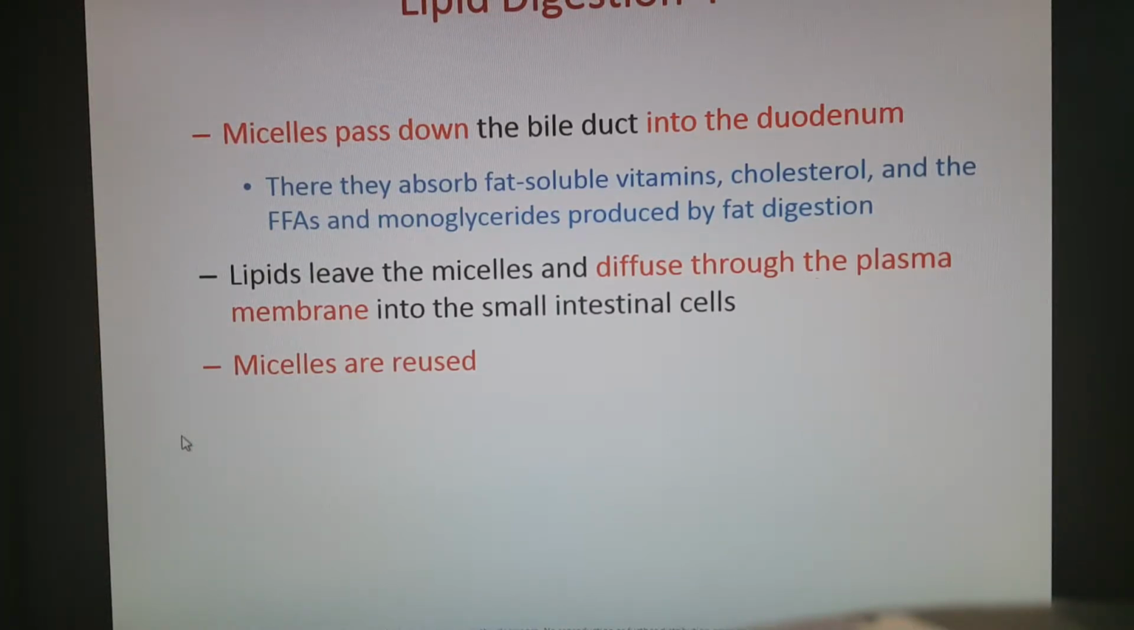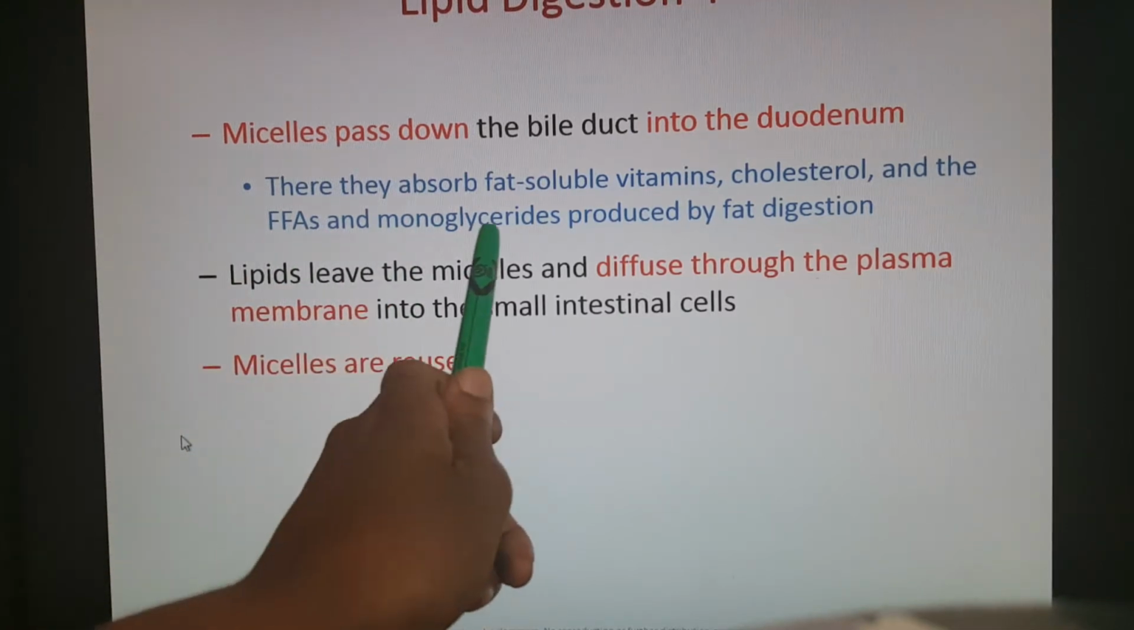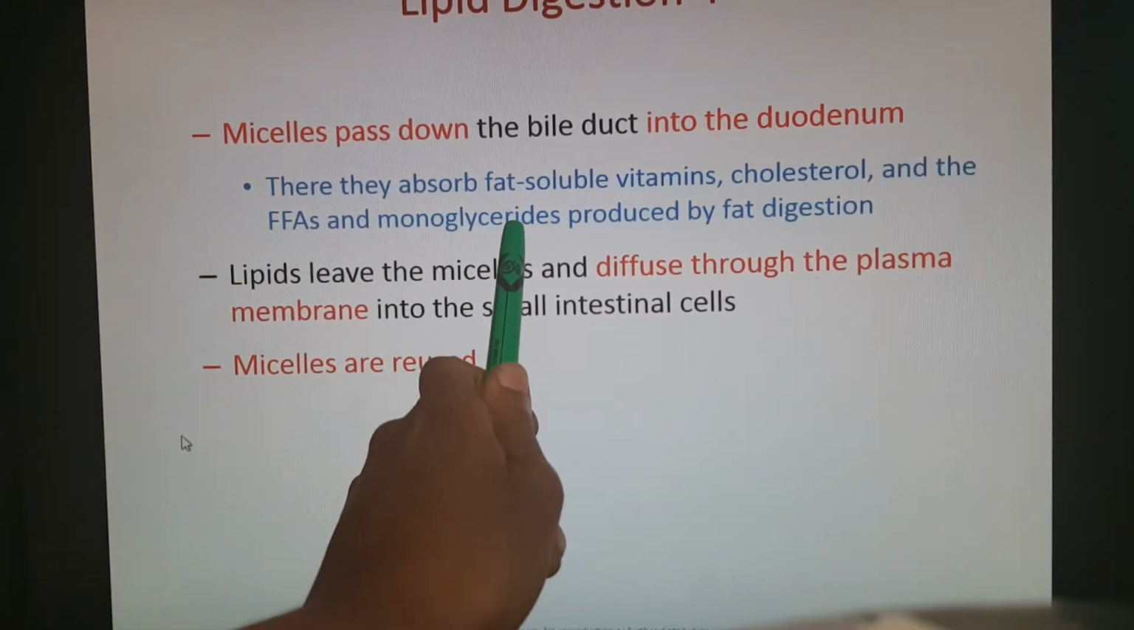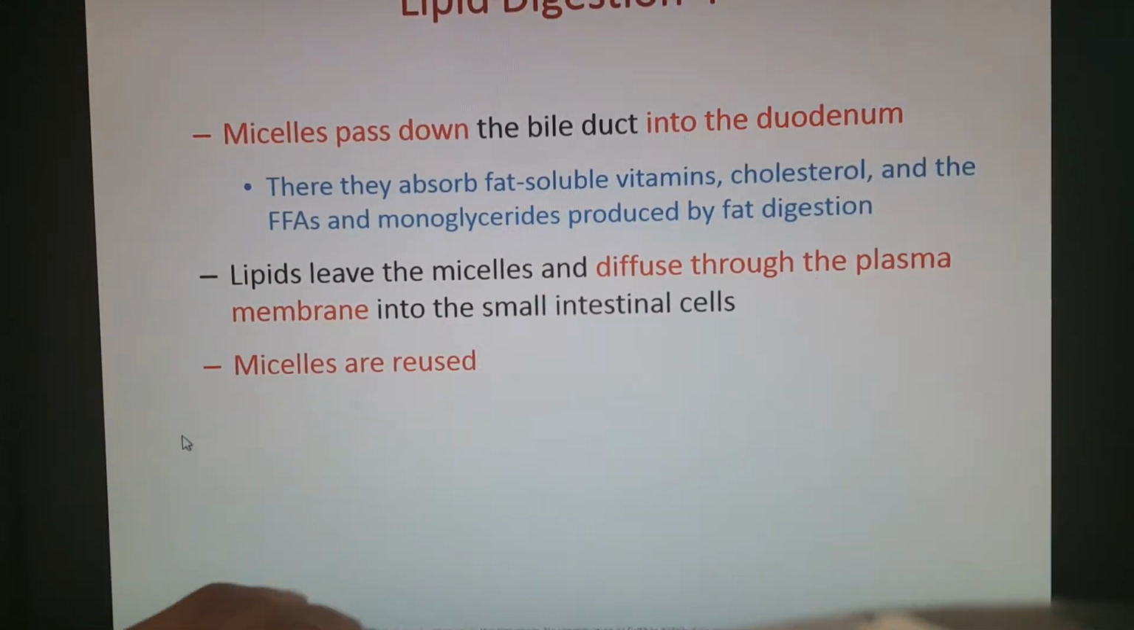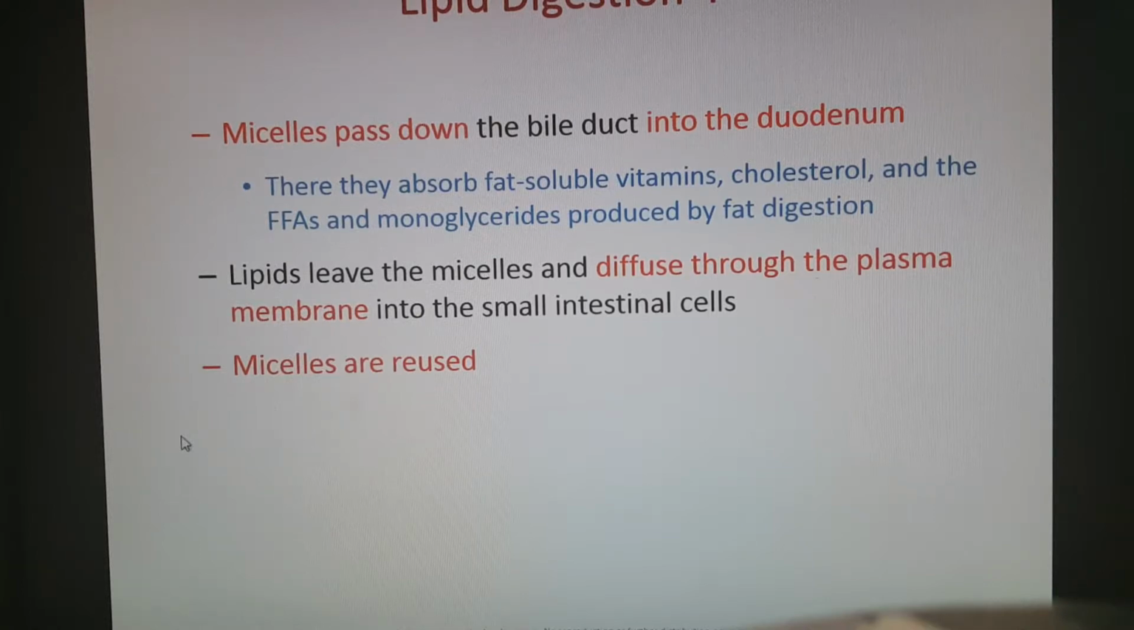Those micelles are the packages that allow the fats, so your free fatty acids, to also your monoglycerides, so your glycerol molecule attached to one fatty acid, to be moved into your small intestine cells, and then your micelles can be reused after that.